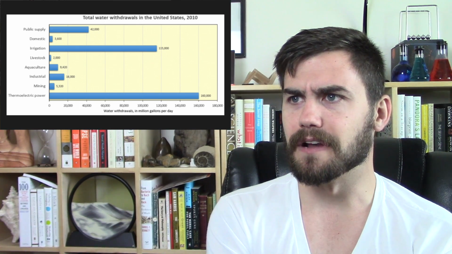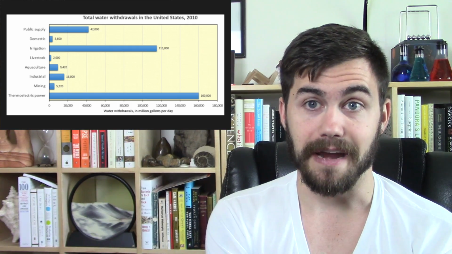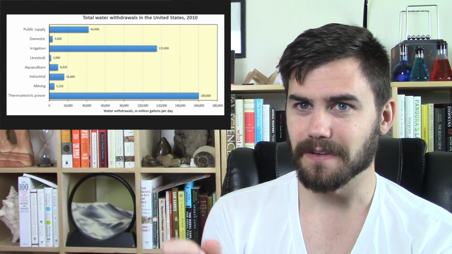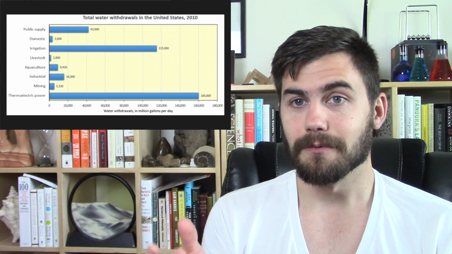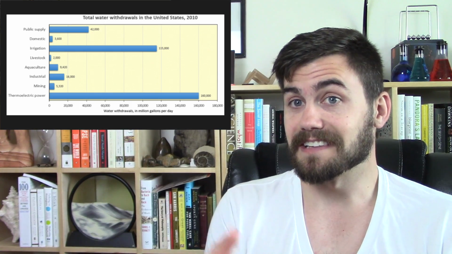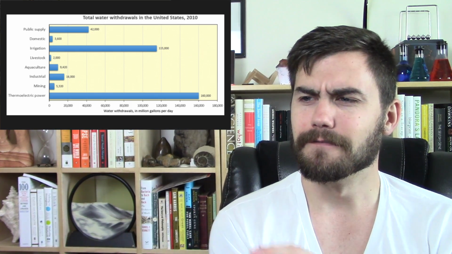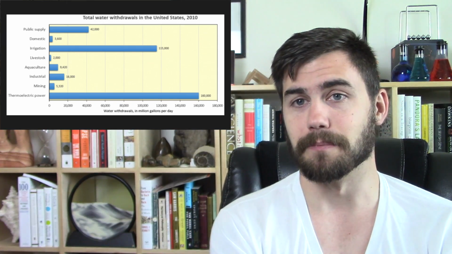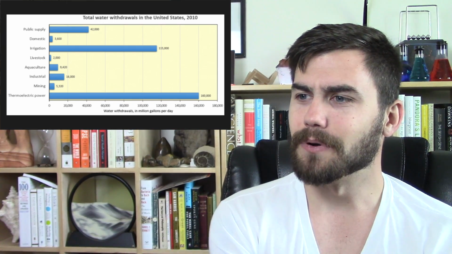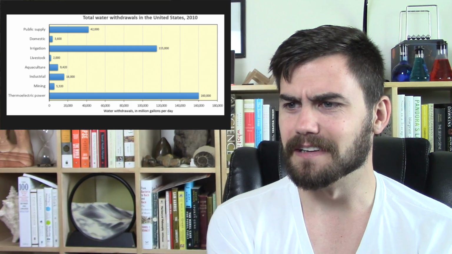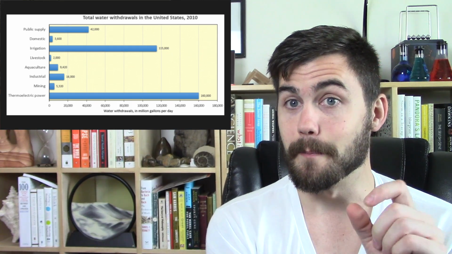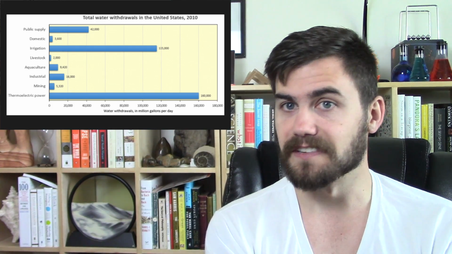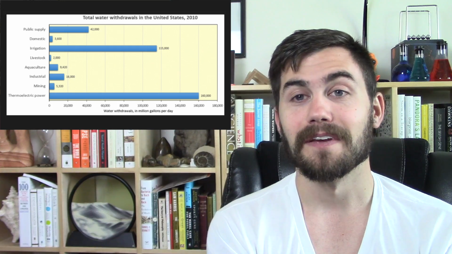For withdrawals of water, now this is total, surface water and groundwater. Thermoelectric power: to make electricity, we have to get things hot and we have to cool those things down, and water is how we do that. Virtually all of the water used for that is surface water that can just be replenished. It's really not being polluted or anything, but 160,000 million, so 160 billion gallons of water every single day is used just in the United States to do that.